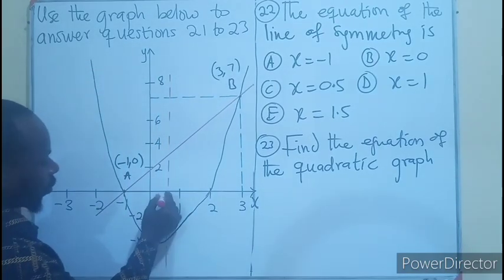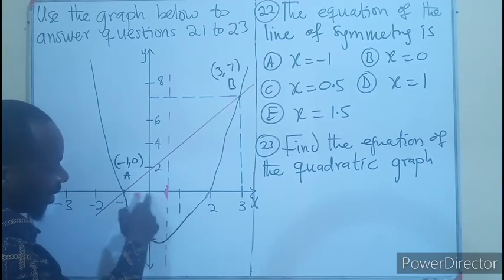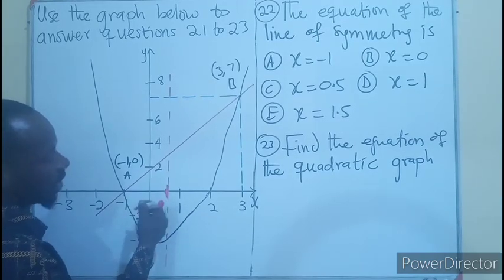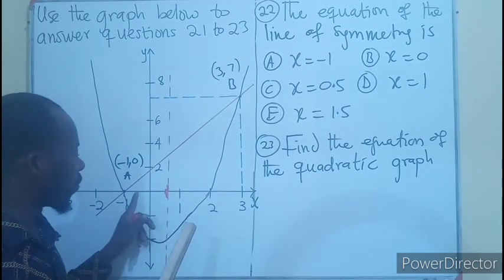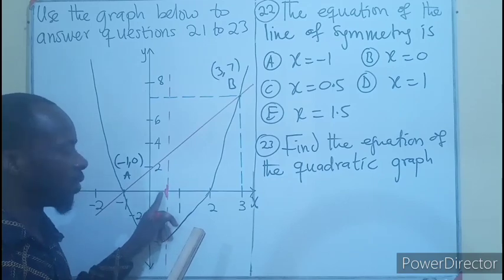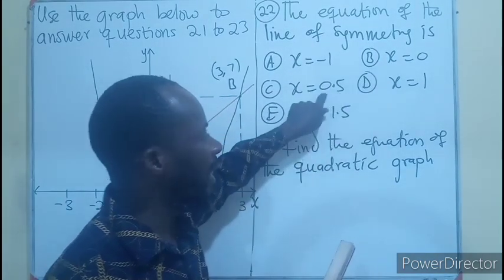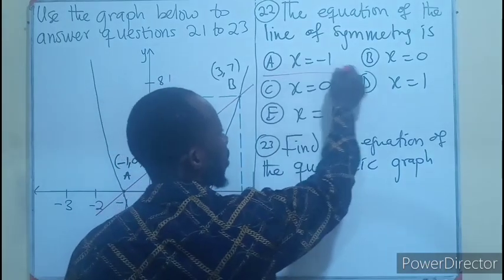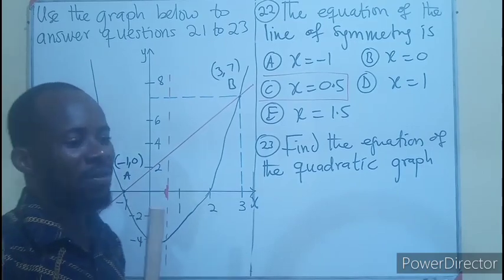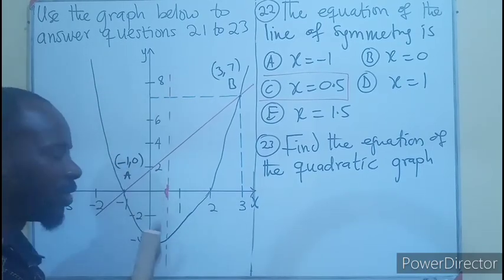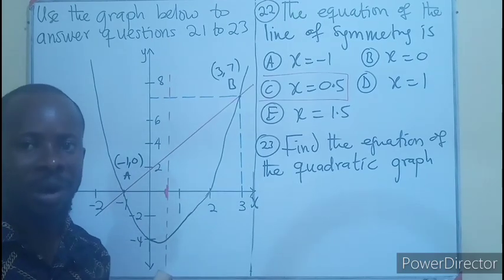The x will be equal to where the line cuts the x-axis, at what point? And that is going to be 0.5, which is half, because from 0 to 1 is half, in the middle. So this is not the answer, this is not the answer, but this. So the correct answer is x equals 0.5, which is half. The line of symmetry always divides the curve into 2 equal parts.